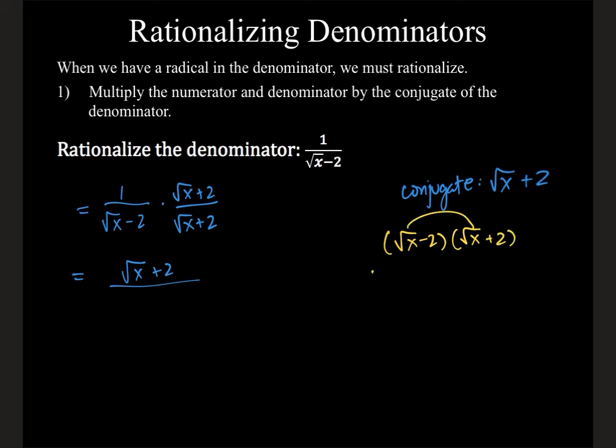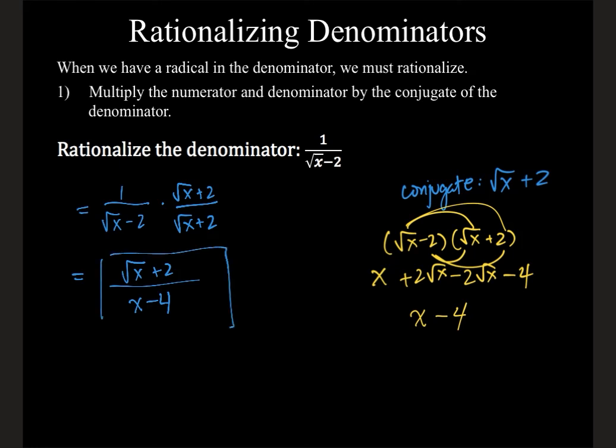Root x times root x, we know is just x, plus 2 root x, minus 2 root x. Negative 2 times 2, we have negative 4. So this 2 root x and the negative 2 root x will cancel each other out, which gives us x minus 4. See, and it turns out really nicely. If you can factor anything else, go for it and cancel, but this one is actually our final answer.